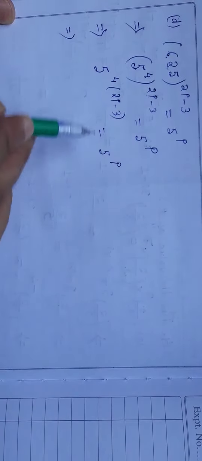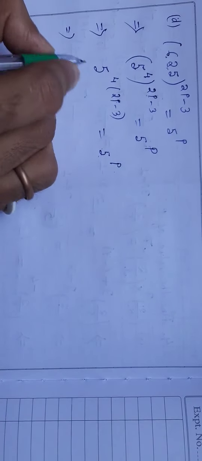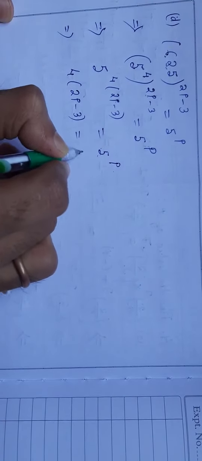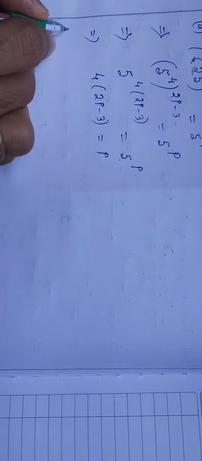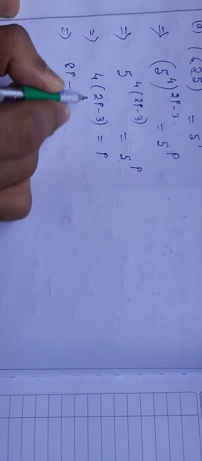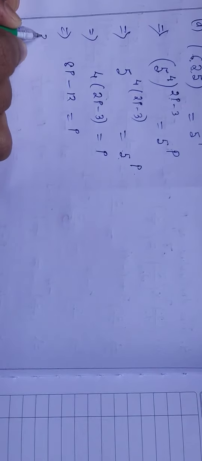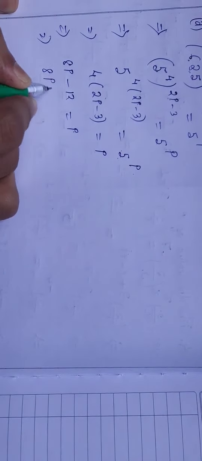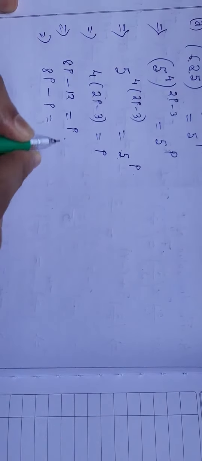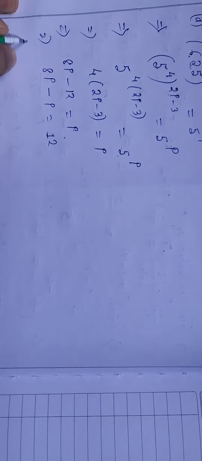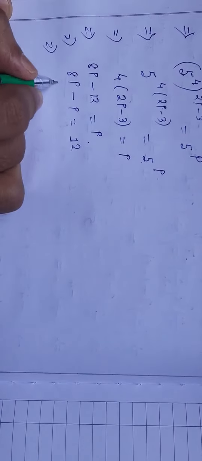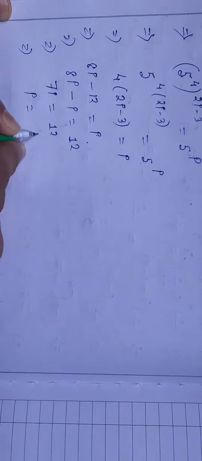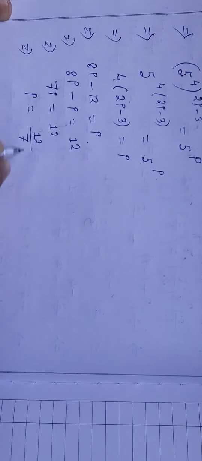Now here similarly you can see the bases are equal, so the powers will also be equal. So 4 into 2p minus 3 equals p, which implies 4 2s are 8, 8p minus 4 3s are 12, 12 equals p. So this p, if I shift it, it will be on the left hand side, so it will be 8p minus p, and this 12 on the right hand side, so minus 12 will become plus 12. 8p minus p is 7p equals 12, which implies p equals 12 by 7.